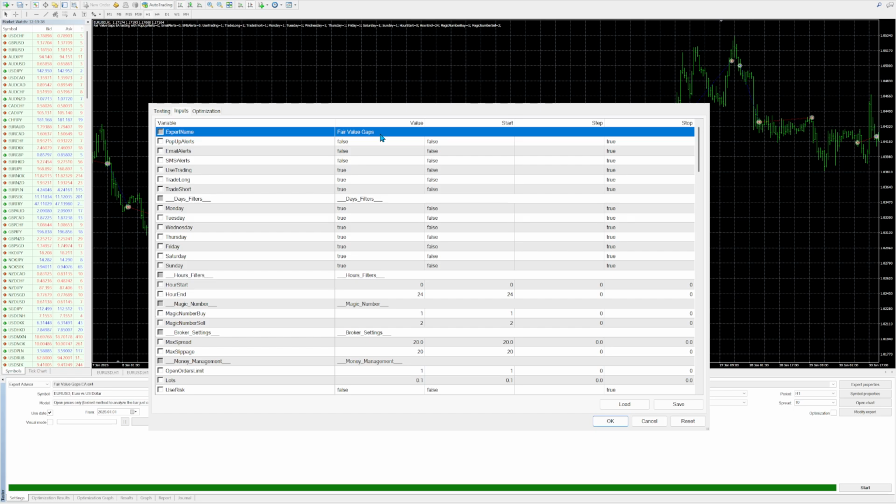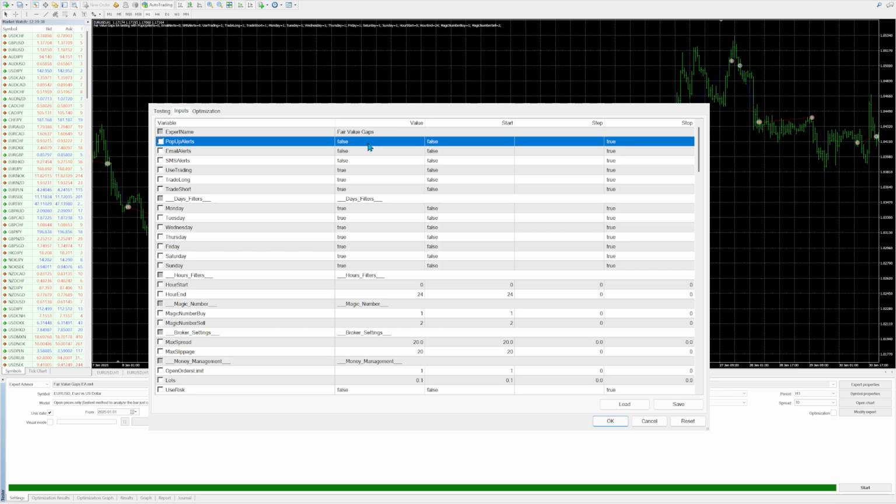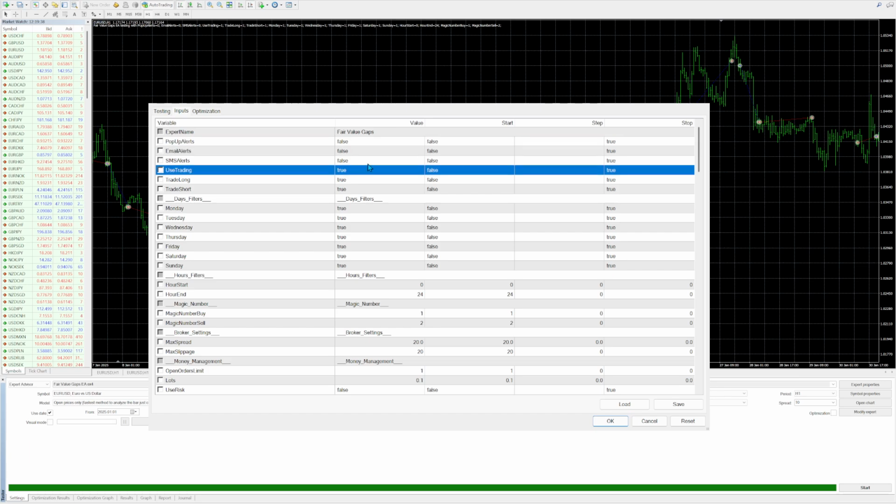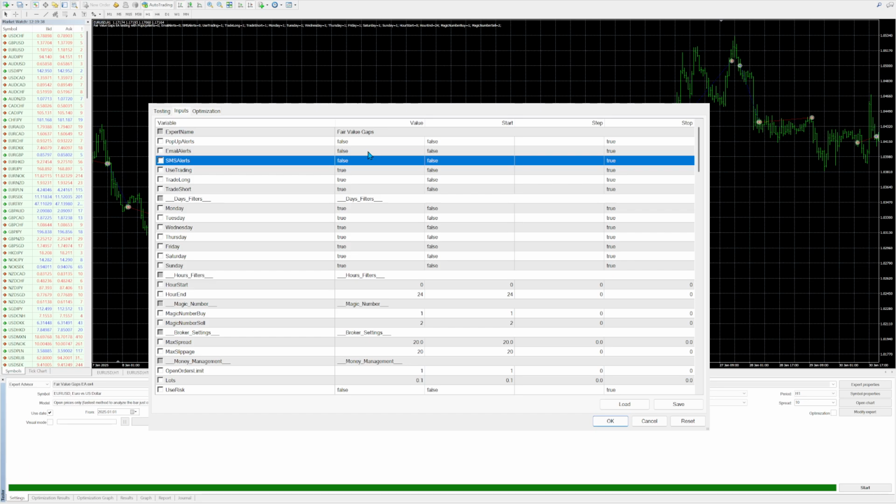Okay, so this is the name. You can change this to anything. And this is what will be displayed in the comments in your account history. Pop-up alerts and email alerts and SMS alerts. So basically these are handy if you're not always going to be looking at your platform or around your screen. Perhaps you're out and about somewhere, or you're sat on the sofa and you want to be alerted when there's a fair value gap set up.